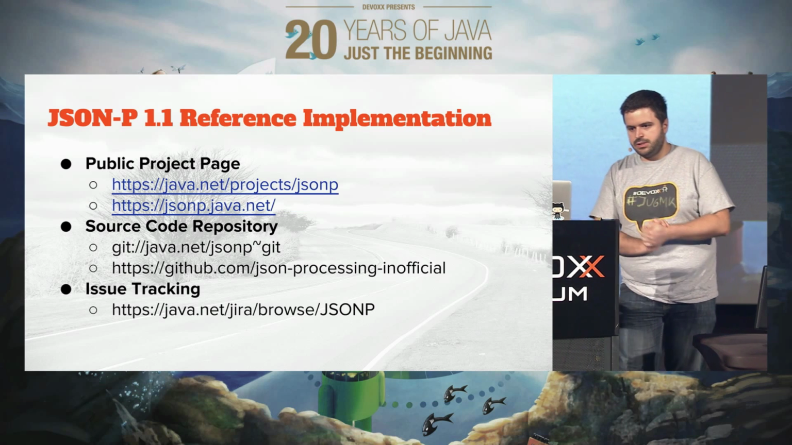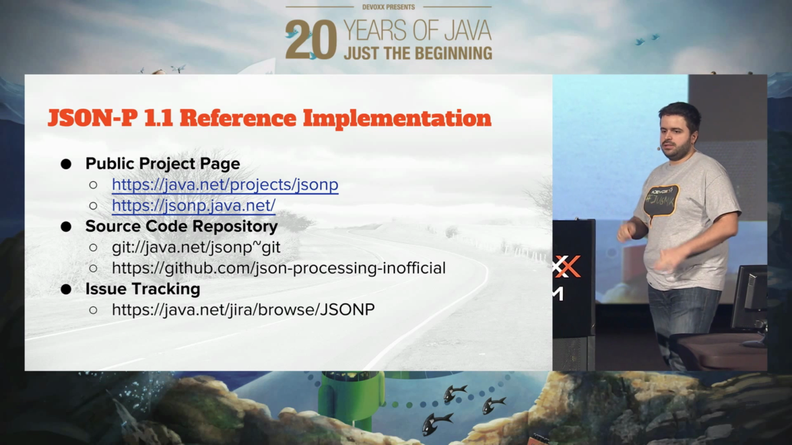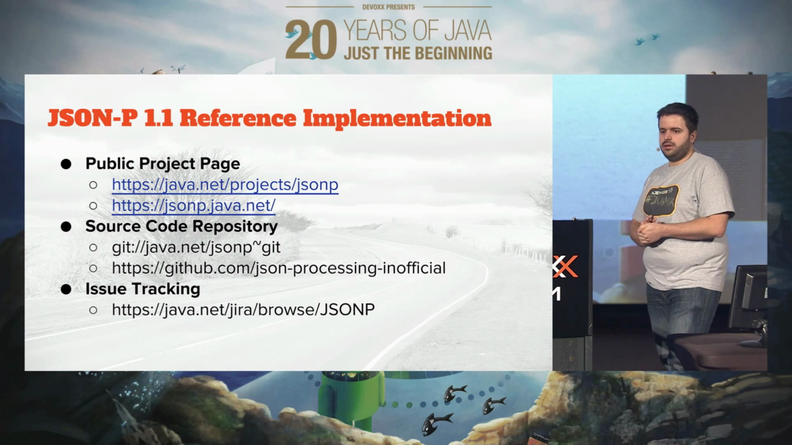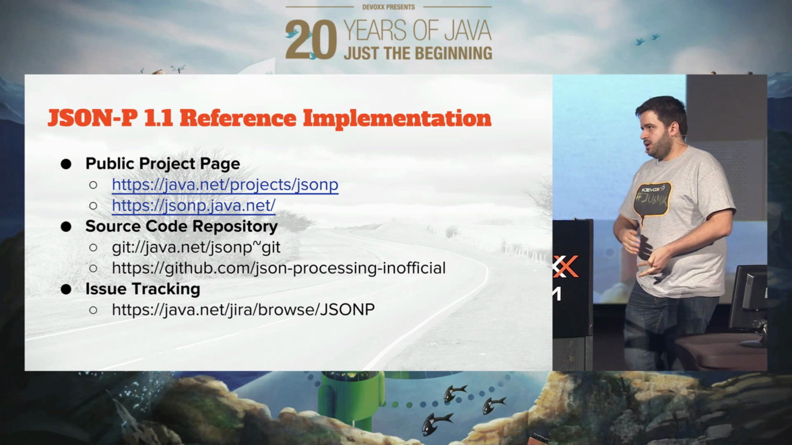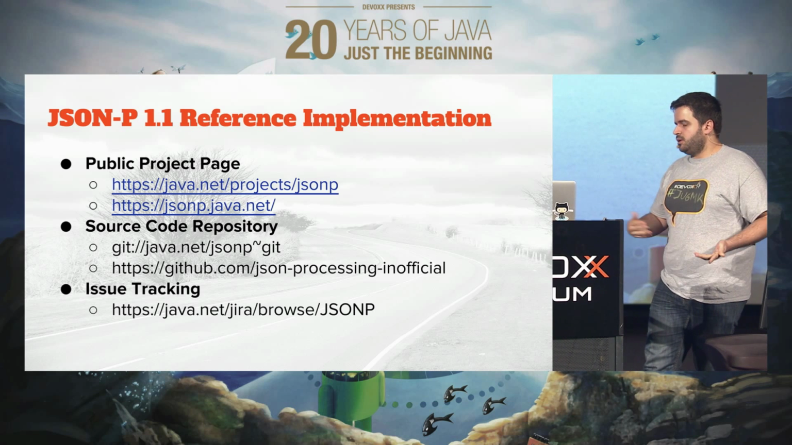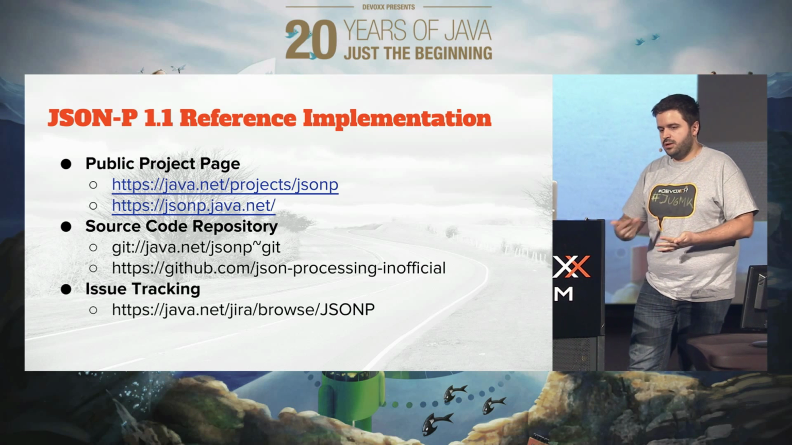As I said, for the old API, the site is still JSON-P JavaNet, without the new additions. We are planning to actually update the site eventually, but we don't want to do that just yet because a lot of things are still floating. They're not final.